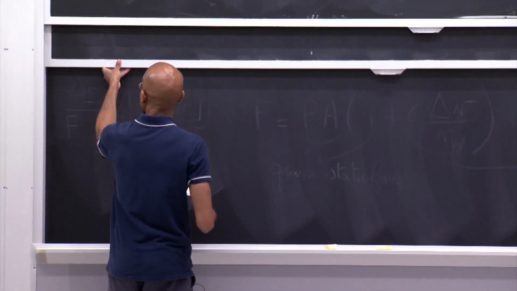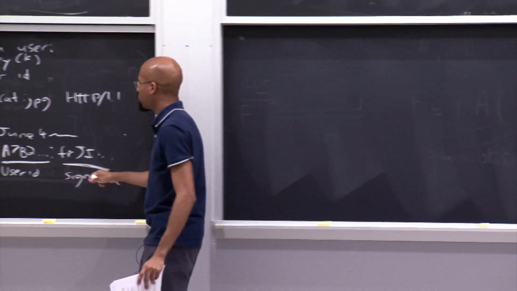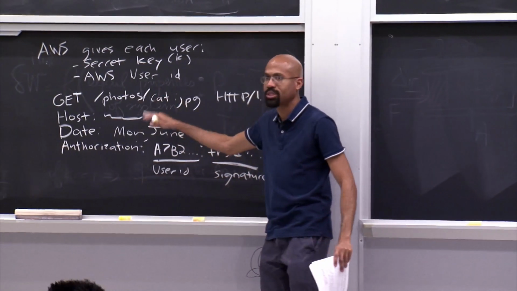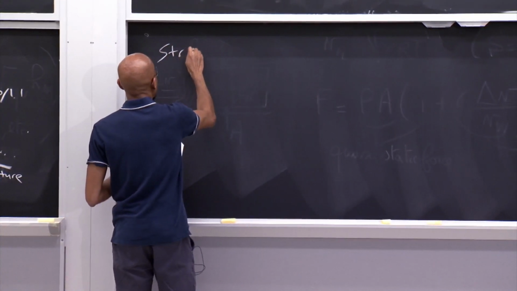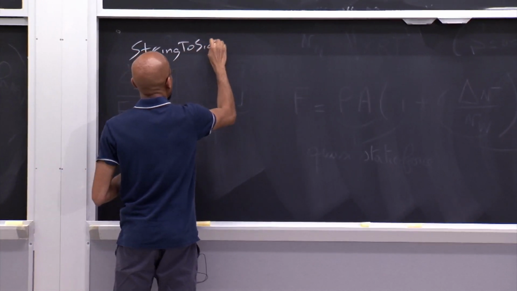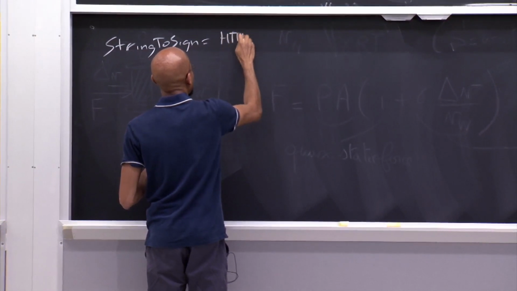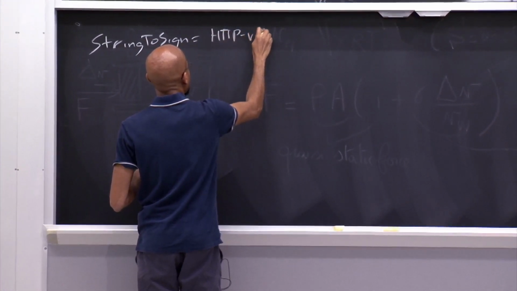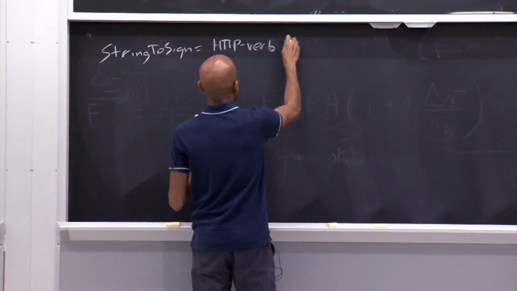So the details are a little bit complicated, but basically this signature is over a string that encapsulates a bunch of details of this request. So essentially, the string assigned looks something like this. You put the HTTP verb in there. In this case, that verb is GET.